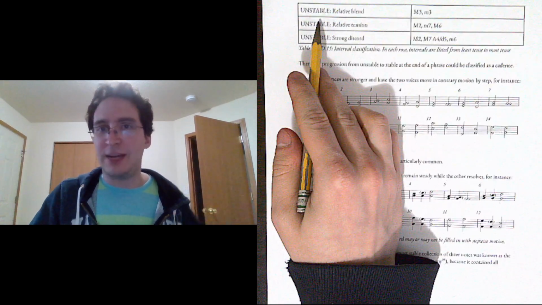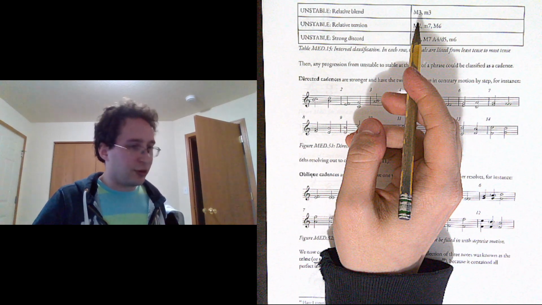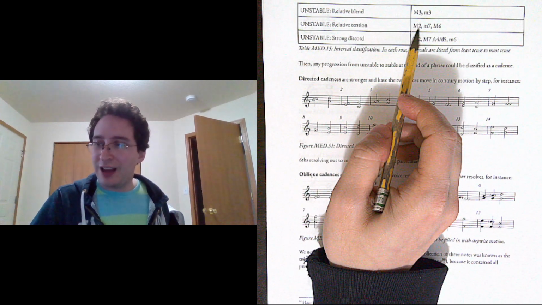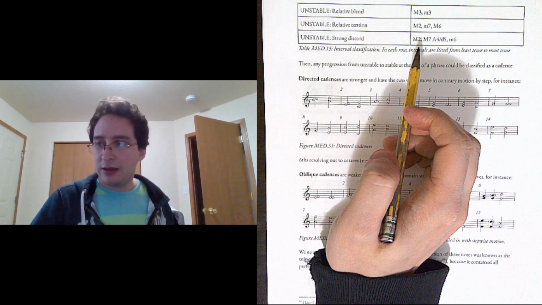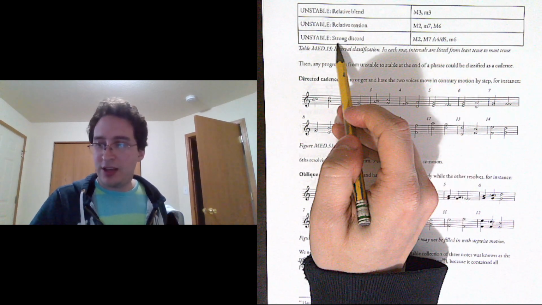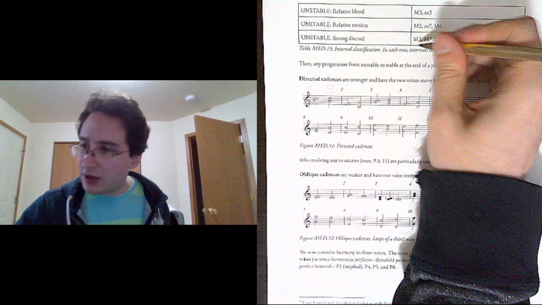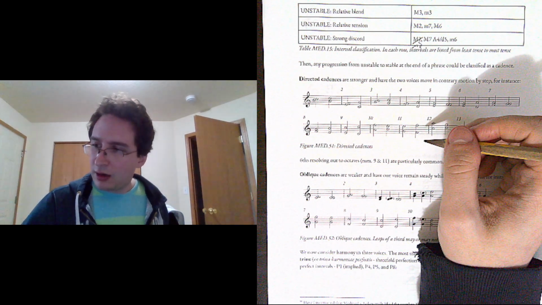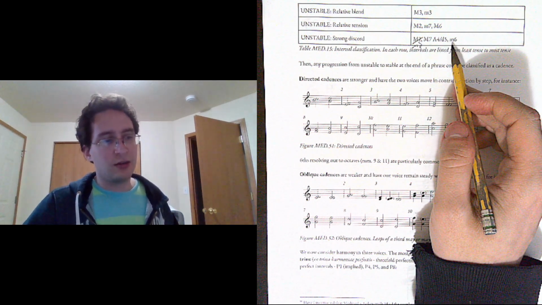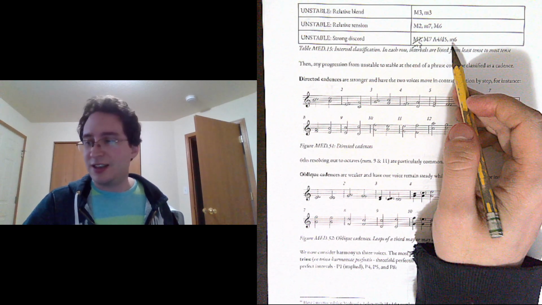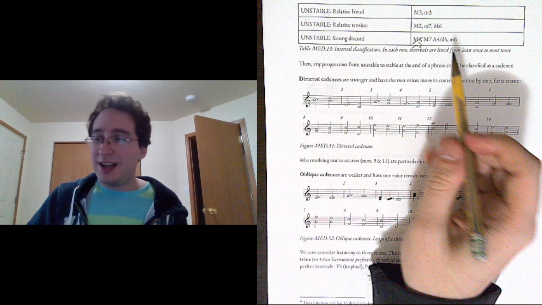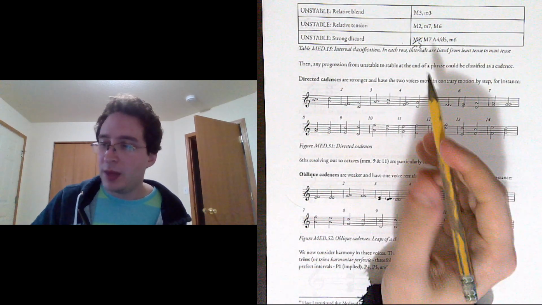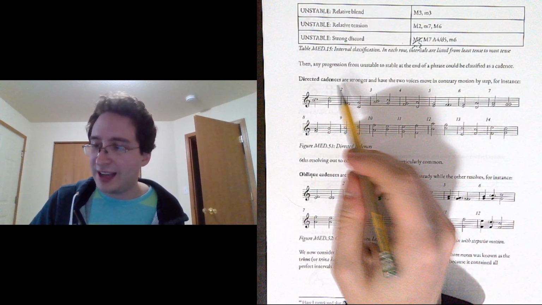And then we get to more unstable intervals, though it's a relative blend, our thirds. They thought these were relatively tense. And then these were strong discords. That should be minor second. And then the minor sixth, which we would consider consonant today. So anytime you progress from an unstable to a stable interval could be a cadence at the end of a phrase. We're going to specifically look at two kinds that they recognized.